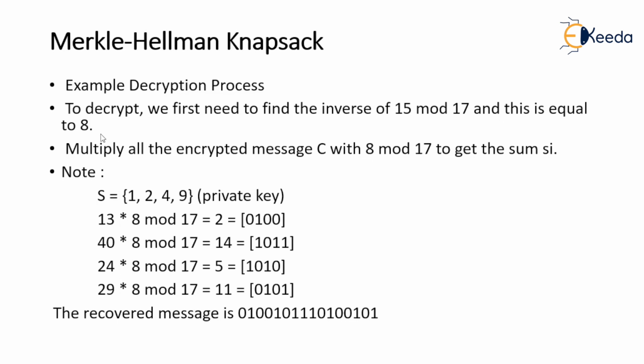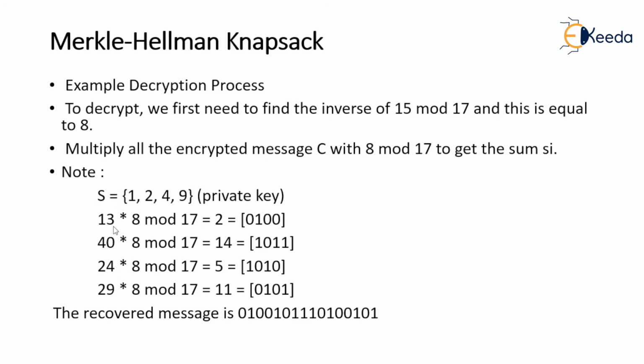ciphertext? To decrypt, what we have to do first is find the inverse of 15 mod 17. This calculation you can do directly with a scientific calculator, and it gives you the value 8. So what needs to be done to get your plain text back? Multiply all the encrypted messages, that is C, with 8 mod 17 to get the sum S_i. That is, to recover your plain text, we just have to multiply all the encrypted messages C with the value 8 mod 17.